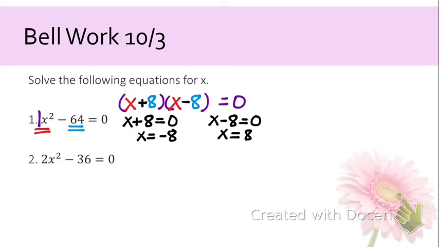So number 2 is not the difference of two squares. It is subtraction and 36 is a perfect square, but 2 is not a perfect square. So this is not the difference of squares. So we are not going to factor it. This is not factorable.